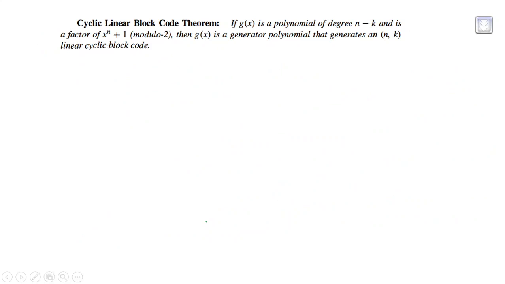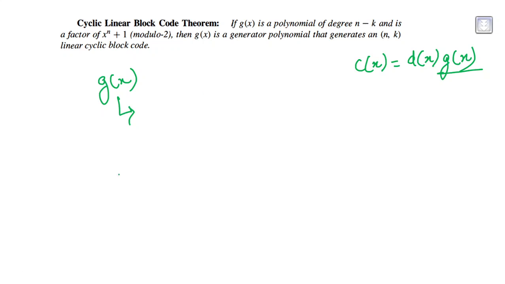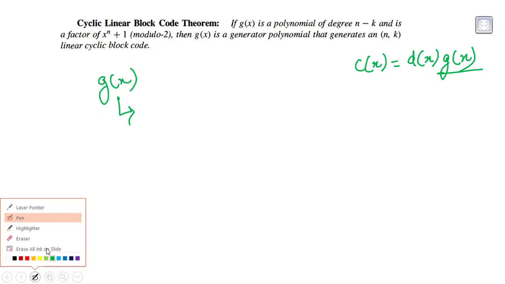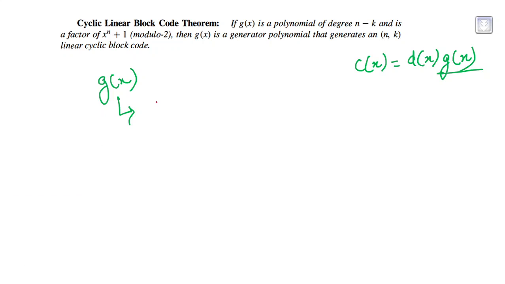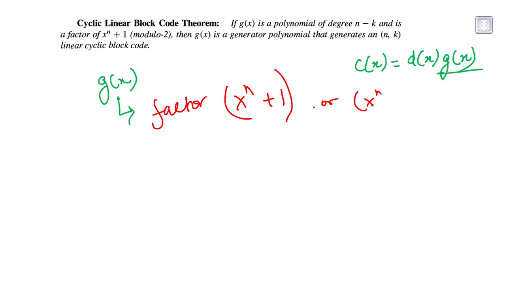Okay, moving to another property. It states that C(x) is equal to t(x) into g(x) only when g(x), that is the generator polynomial, fulfills two properties. The first property states that it should be a factor of x to the power of n plus 1. Because we are using mod 2 adders, it may be stated as x to the power of n minus 1.